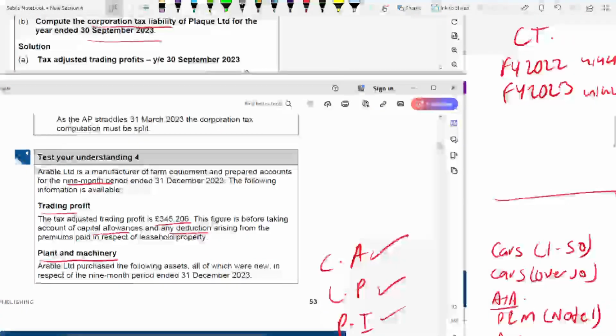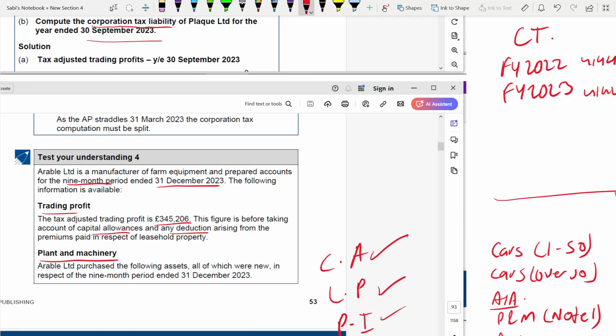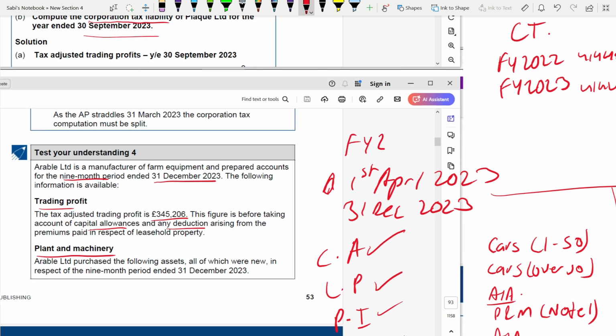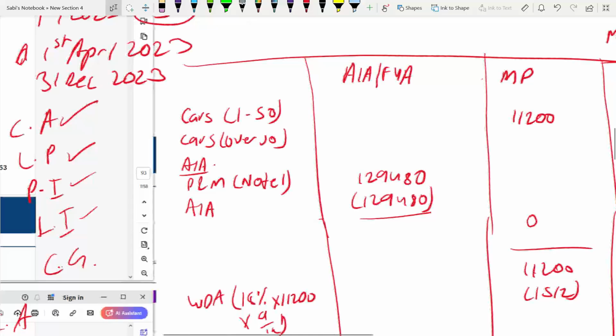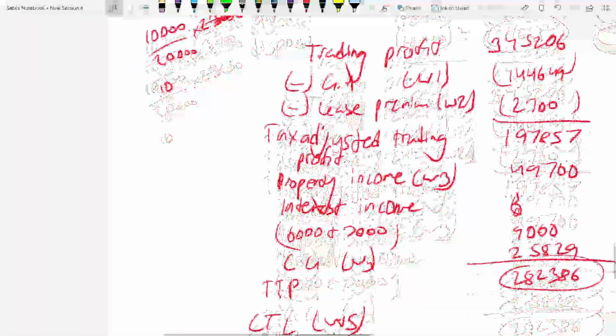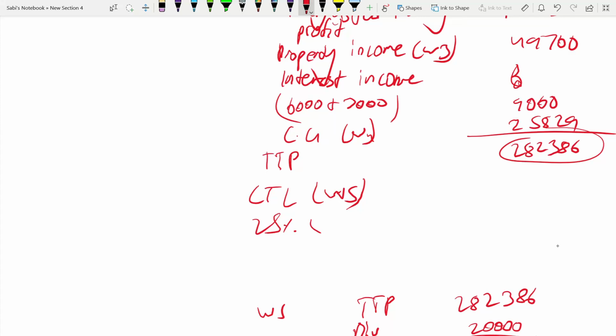They have prepared 9 months to 31st December. So when did it start? From 1st April 2023 to 31st December 2023. So it does not straddle 31st March. It's after that, and everything is in 2023. So one main rate, 25%. 25% is the corporation tax rate. So now just apply 25% to the TTP 282,386, which gives 70,597. This is your corporation tax.